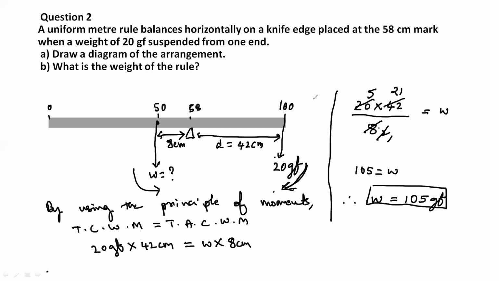So this is the method to solve a problem of this kind. First we need to draw the diagram of the arrangement, mark clockwise and anti-clockwise moments, find the perpendicular distance between the force and the fulcrum, use the principle of moments, substitute the values, simplify and get the answer. That's it. Now one more type of problem is remaining. So let me solve that problem.